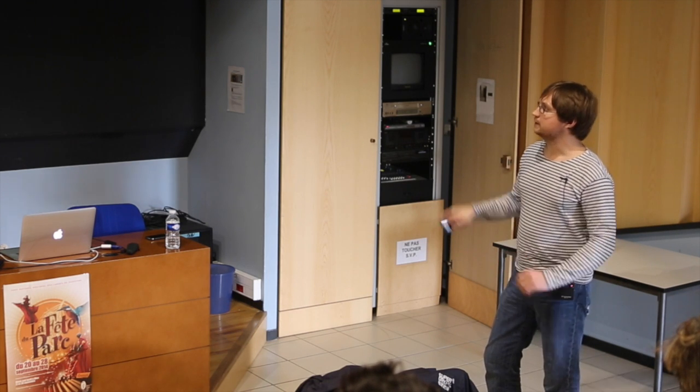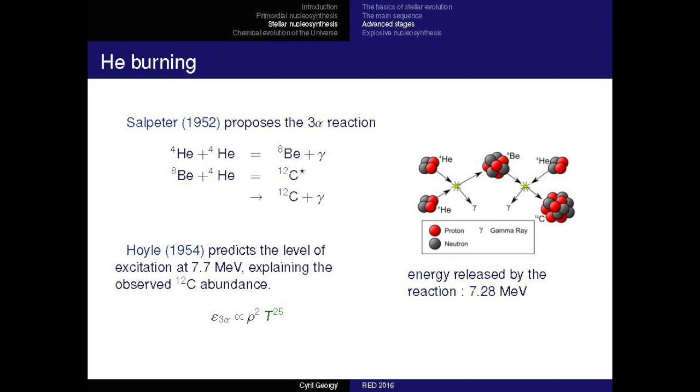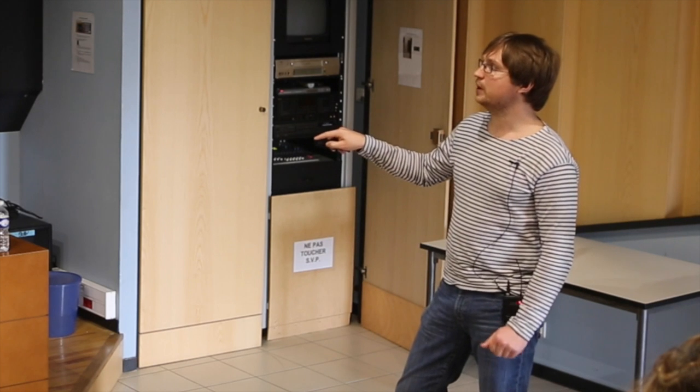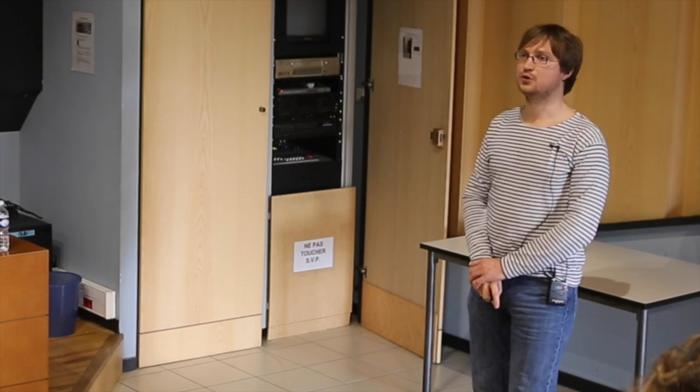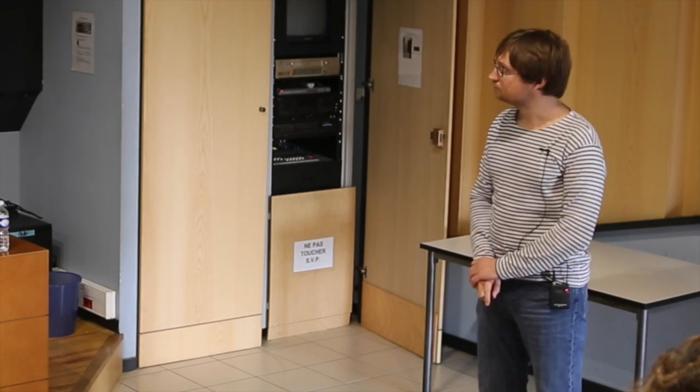You can see that again this reaction is extremely energetic. Its dependence on the temperature is very high, temperature to the power of 25. So again, it will be extremely peaked toward the center of your stars, and this explains why in stars this helium burning occurs in a convective core again.